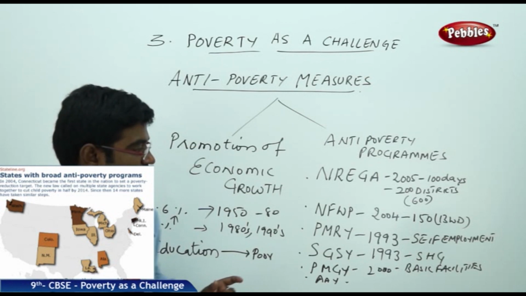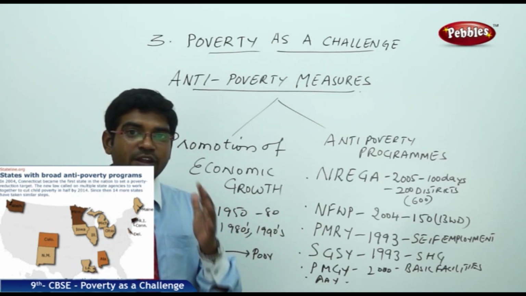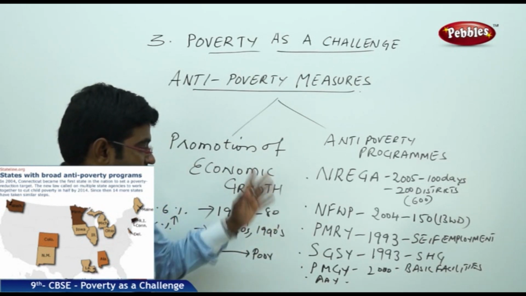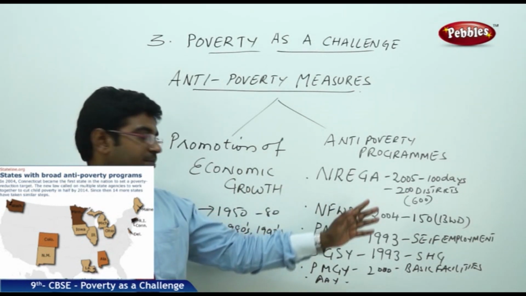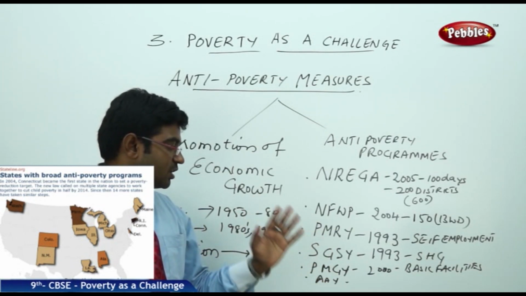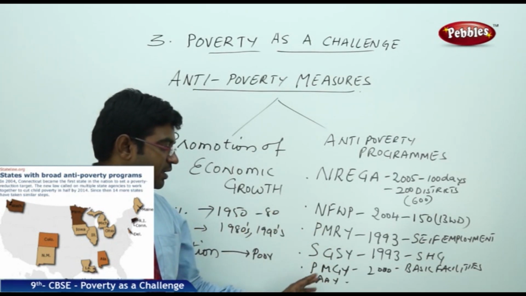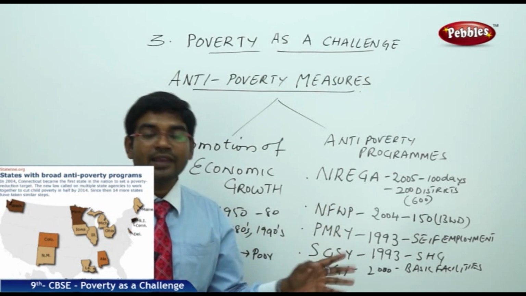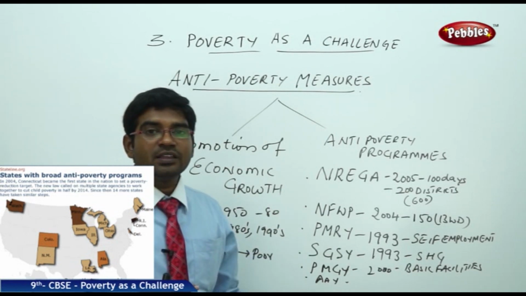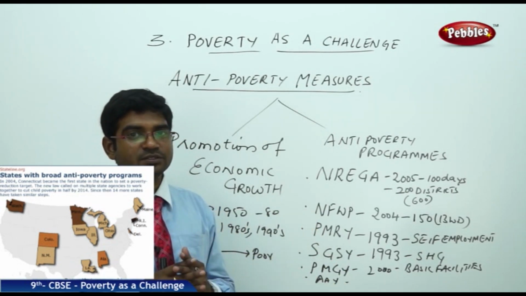There are many anti-poverty programs which were initiated to reduce poverty in our country. Let us see them one by one in detail. The list is NREGA, NFWP, PMRY, SGSY, PMGY, AAY. These are the important anti-poverty programs introduced by the government in the last 20 to 25 years.